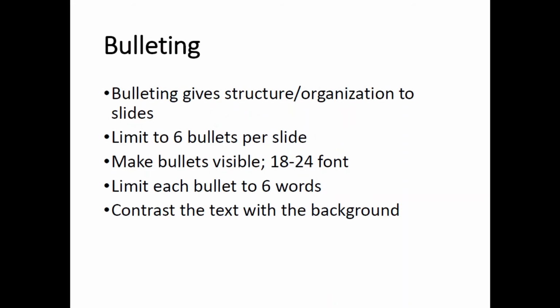Next, bulleting. Bulleting gives structure or organization to slides. This is really effective if you try to list something, if you try to enumerate something. And again, limit to 6 bullets per slide. Make bullets visible, 18 to 24 font. Don't make it really too small. Limit each bullet to 6 words, just like what we've discussed about the text earlier. And then contrast the text with the background.